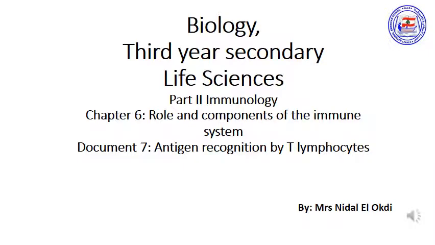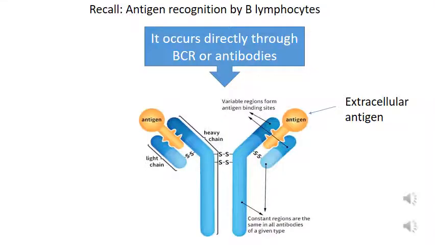Today, we're going to continue Chapter 6, Role and Components of the Immune System, with the last document, Document 7, Antigen Recognition by T lymphocytes. Let's first do a quick review about the antigen recognition by B lymphocytes. So you know that B lymphocytes recognize directly the antigen. How? This occurs through BCR or antibodies.